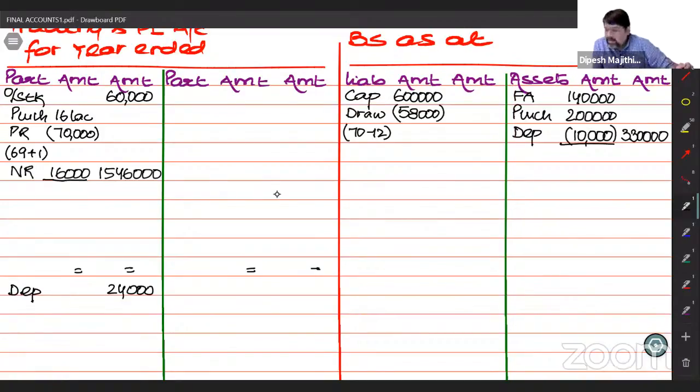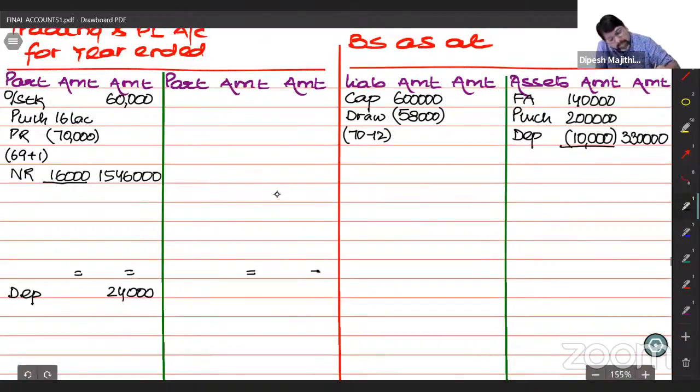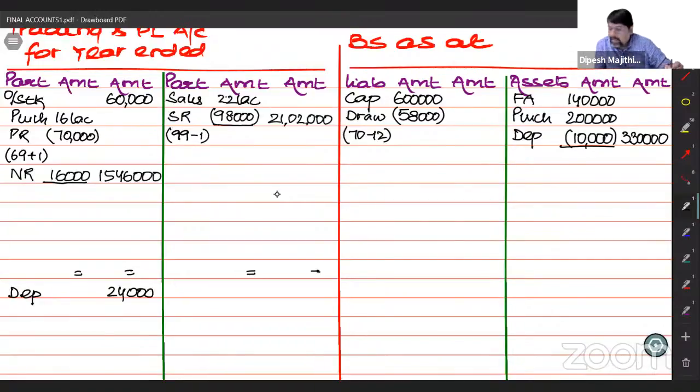Yes, yes, sir. Thereafter, sales at 22 lakh. Sales return. Sales return is how much? 99 minus 1. The sales return will become 99.8. 21 lakh 2000. Correct. Thereafter, there is debtors.